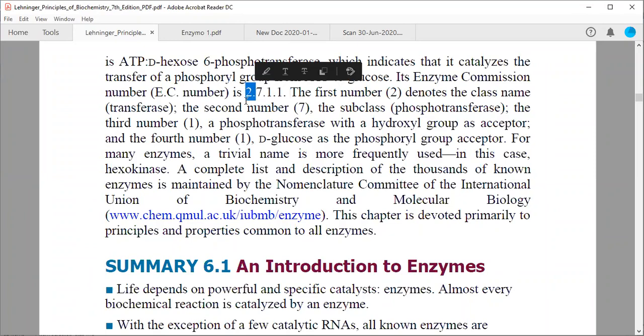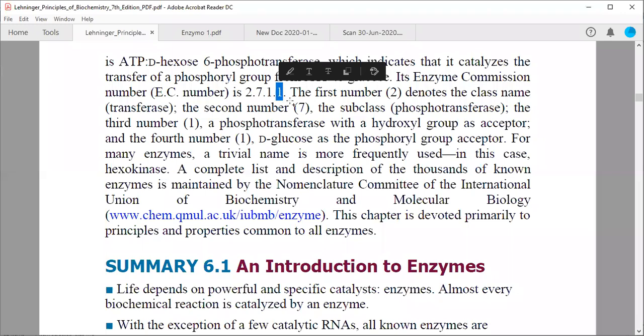If this number changes, it means every property of that particular enzyme will be changed. If this changes, it is a subclass of the same class. So it is also affecting lots of properties, because we know one enzyme in this subclass can transfer the amino group, and the second enzyme can transfer the phosphate or sulfur group. So this also matters a lot. But this last number matters the least.